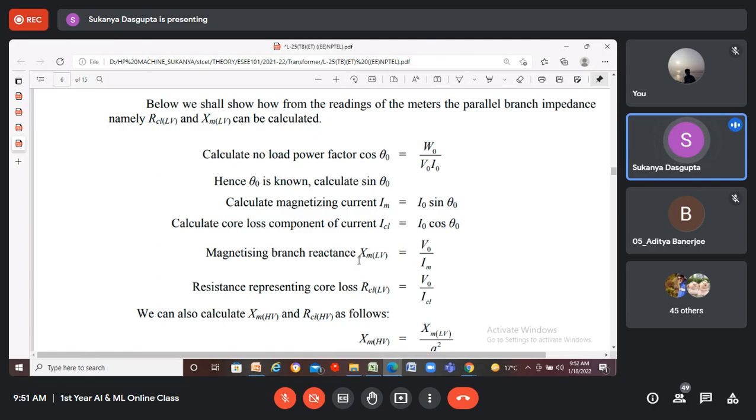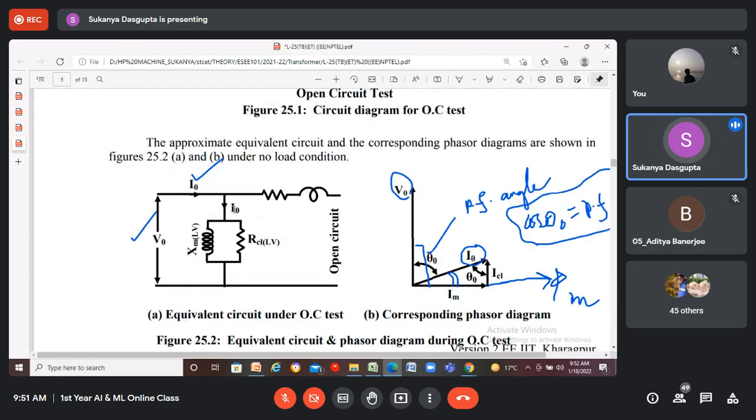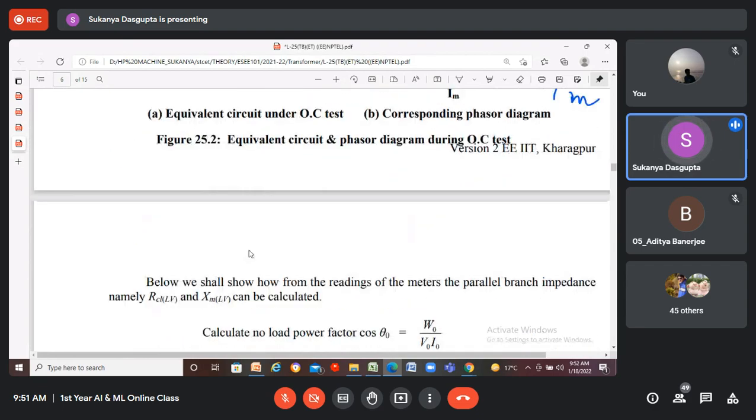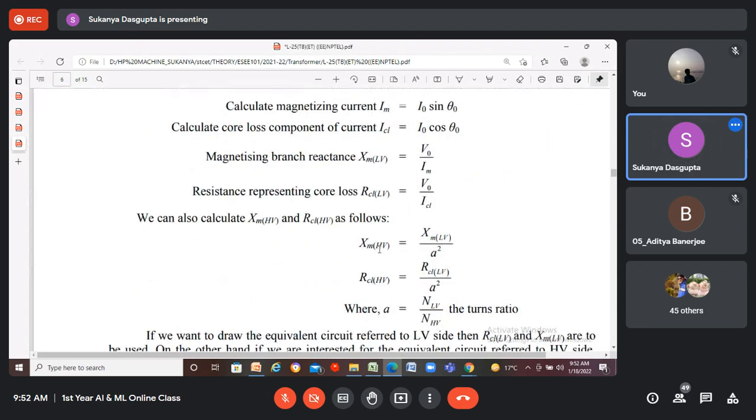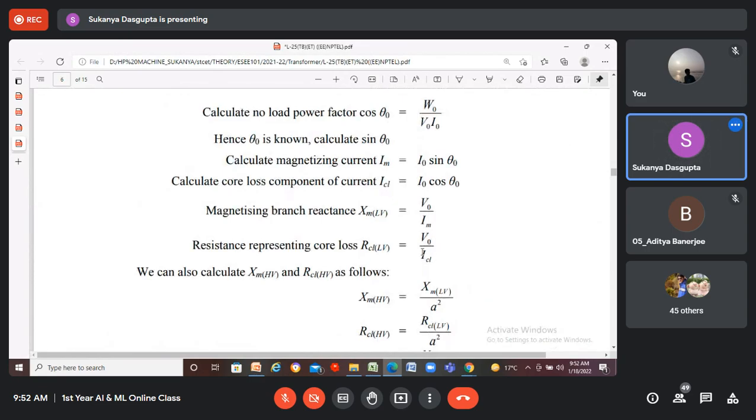So finally, the magnetizing reactance Xm across the low voltage winding is just V naught by Im. Look at the equivalent circuit. It's just V naught by Im because the current flowing through this Xm is Im. And what is RCL? It is just V naught by ICL. Fine. That means by using this open circuit test, we'll be able to calculate these parameters: the no load power factor, then the magnetizing current Im, the loss component of current ICL, the magnetizing reactance Xm, and the resistance representing core loss RCL.